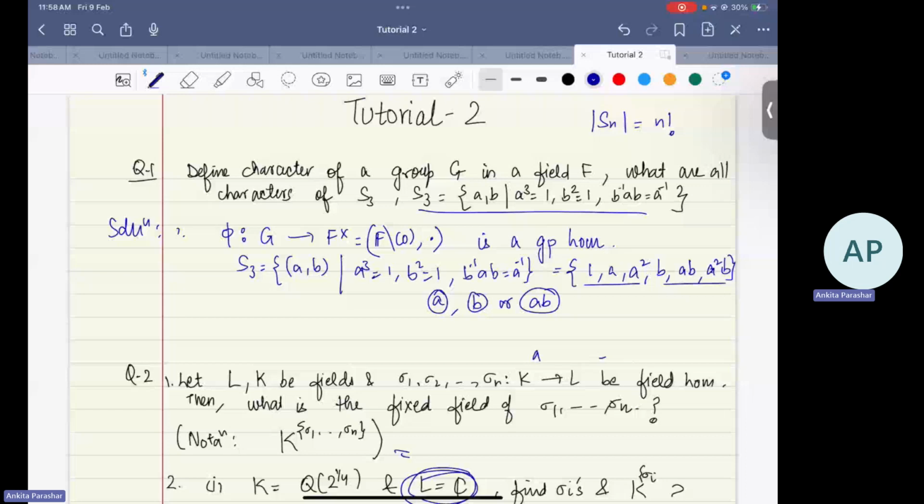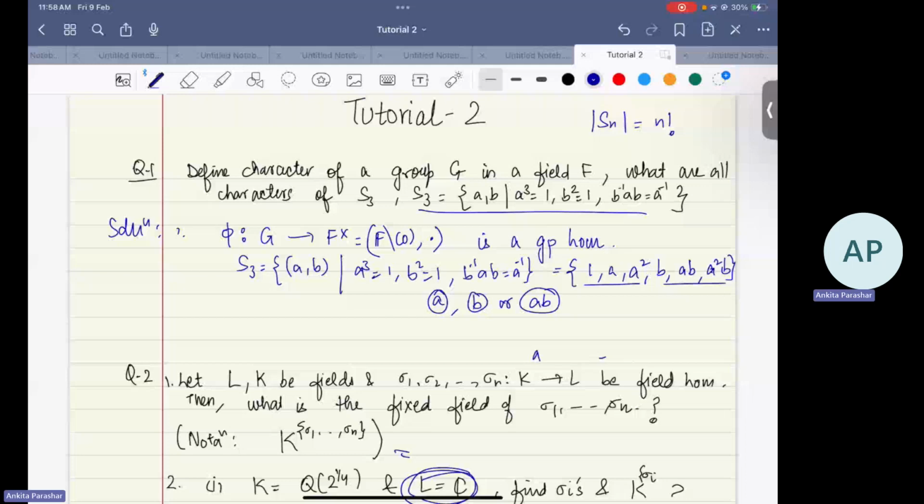And here we have 3 relations: A power 3 is 1, B power 2 is 1, and B inverse A B is A inverse. We use all these relations to find where A and B can possibly go, knowing that A and B are the generators of this group. We have only 2 possibilities, and therefore in total we have 2 homomorphisms. One is trivial, one is non-trivial. So the total number of characters for this group is only 2. Okay, now let's go to question number 2.